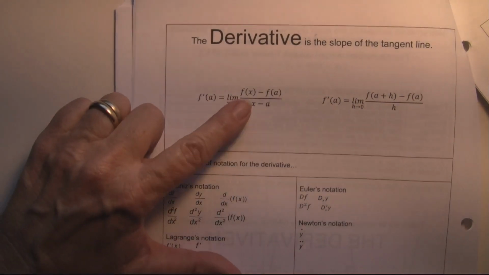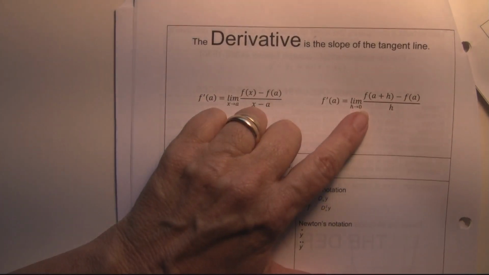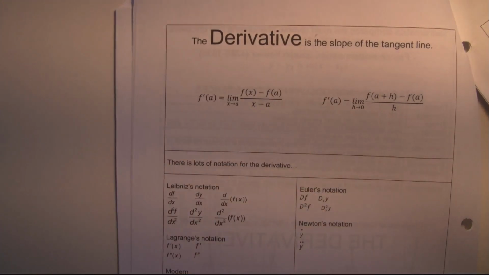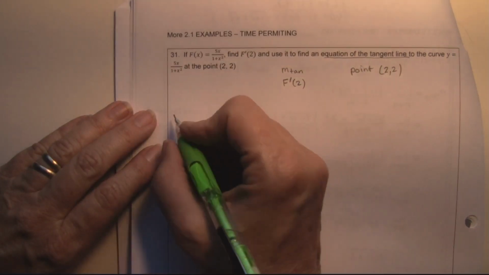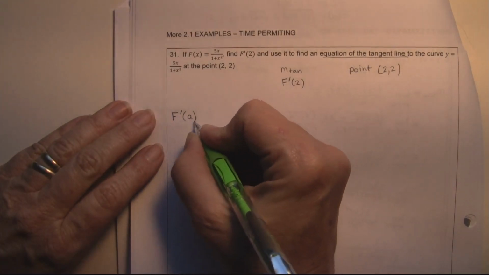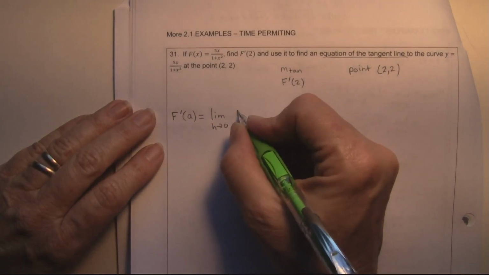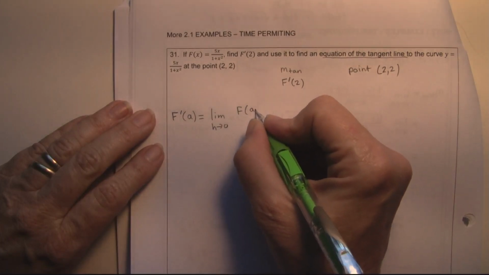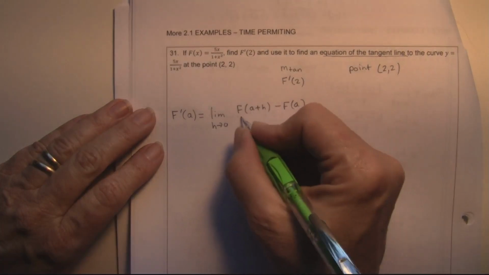Because I used this one on the last example, I'm going to use this one. I actually prefer this one most of the time. Anyway, it's all good. And so I'm going to write that right here. In this case, I have capital F, so capital F at a equals the limit as h goes to 0 of f at a plus h minus f at a, all divided by h.